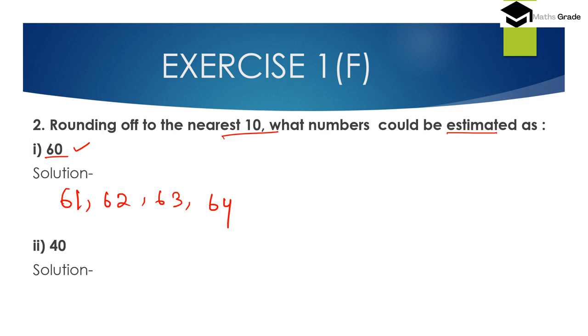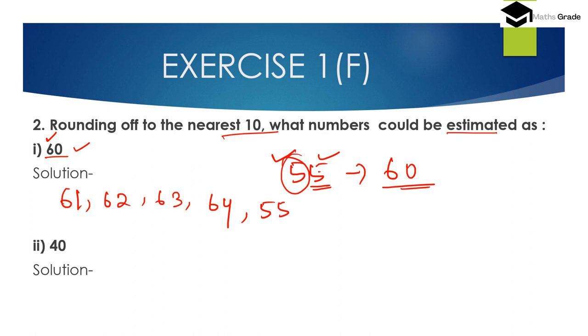Now if the unit place digit is 5 or more, we have to add 1 to the tens place digit. For 55, the unit digit 5 is equal to 5, so we add 1 to the tens place digit. This 5 changes to 5 plus 1, which is 6, and the unit place digit 5 changes to 0. So 55 rounded to the nearest 10 is 60.